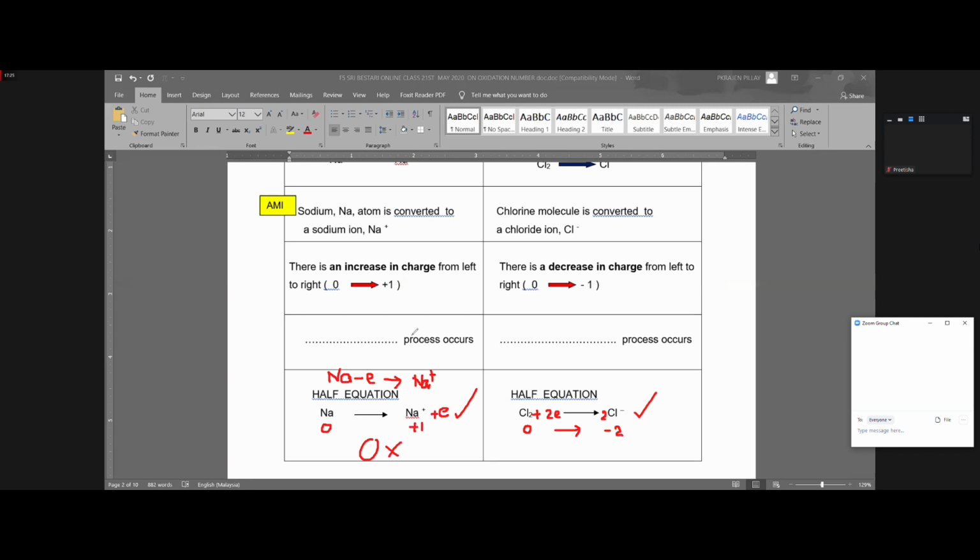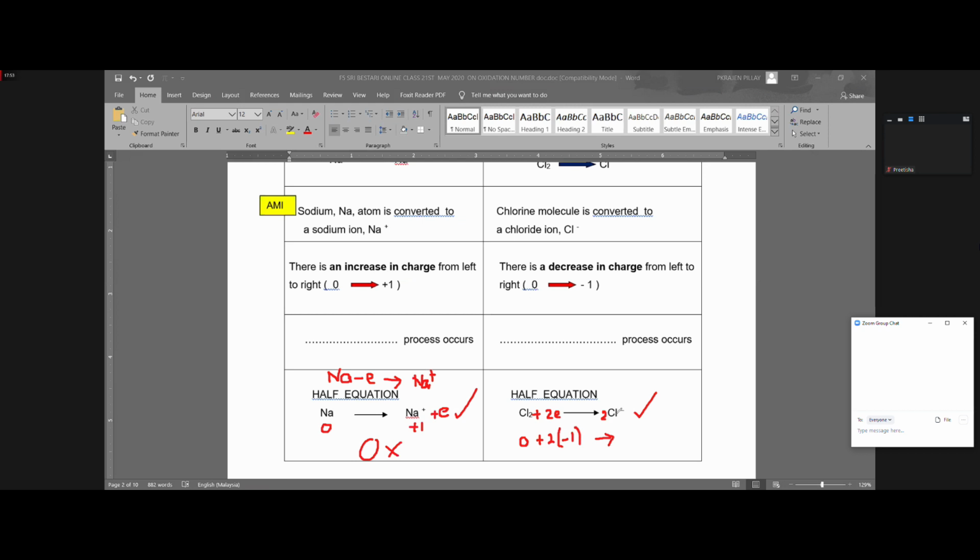Some of you are wondering why I put 2e there. Okay, I'll show you. I will erase this. I'll guide you. Why do I put 2e? You check this first. This is 0, isn't it? No charge here, 0. Plus 2, you put 2 there. 1 electron has a charge of negative 1, so 2 electrons will be minus 2. Minus 1 here, sorry.